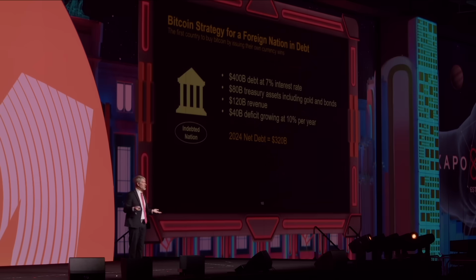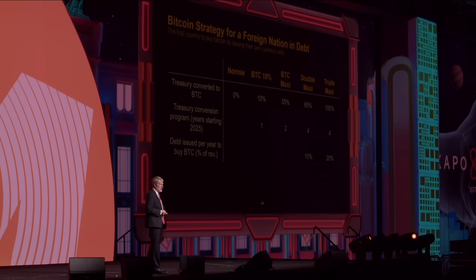Now, let's say you're an indebted country. You're actually in debt. You're running a deficit. I could name these countries, but I won't. I'm just going to say you owe a lot of money and you're struggling. Your interest rates are high and you don't know what to do. Well, here are your strategies. Are you a normie or a 10%er or a maxi, double maxi, or triple maxi?